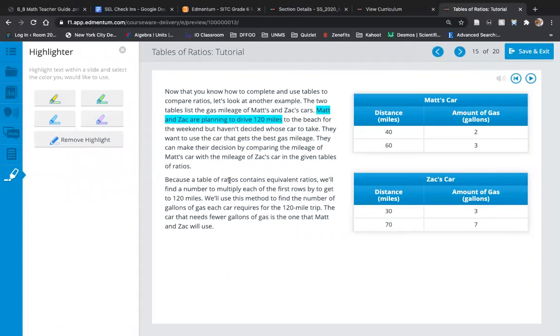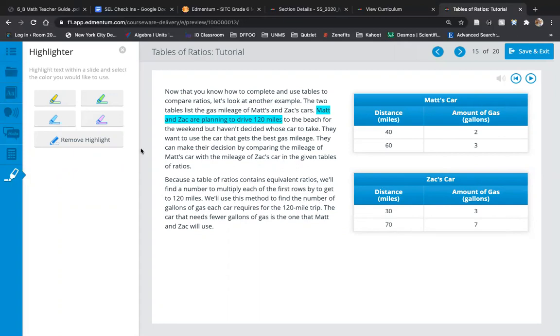It says because the table of ratios contains equivalent ratios, we'll find a number to multiply each of the first rows by to get to 120 miles. We'll use this method to find the number of gallons of gas each car requires for a 120-mile trip. The car that needs fewer gallons of gas is the one that Matt and Zach will use, all right?